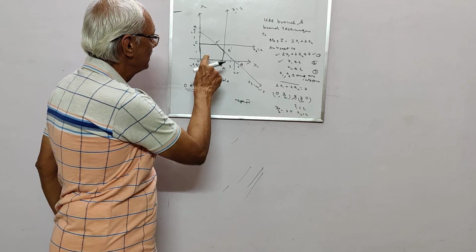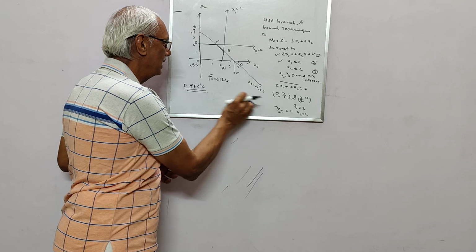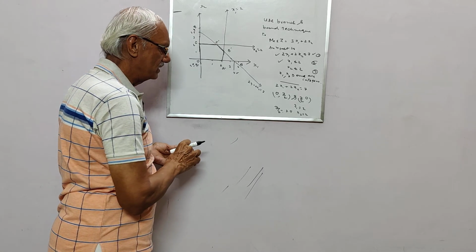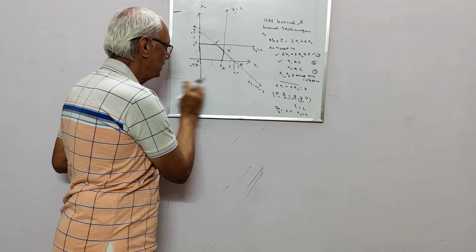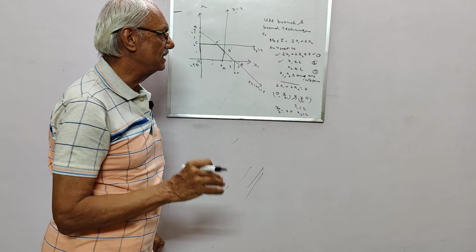So this is called the feasible region. Why is it called a feasible region? Because it contains all the points which can satisfy all the inequations. That is the meaning of saying that it is a feasible region.